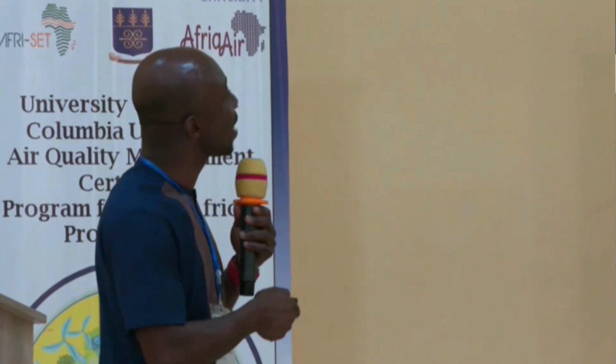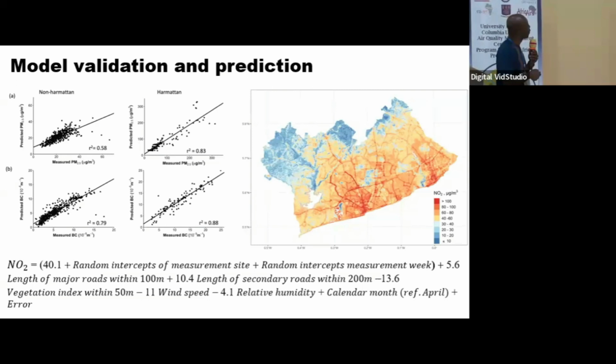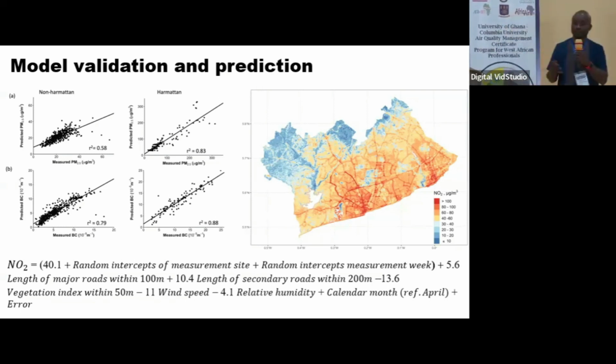Based on that, our final model for NO2 becomes some information on road length within 100 meters near the measurement site, the length of secondary road within 200 meters, NDVI, greenness, wind speed, relative humidity, the month of the calendar year, all of those are important. And based on that, we created now our surface.